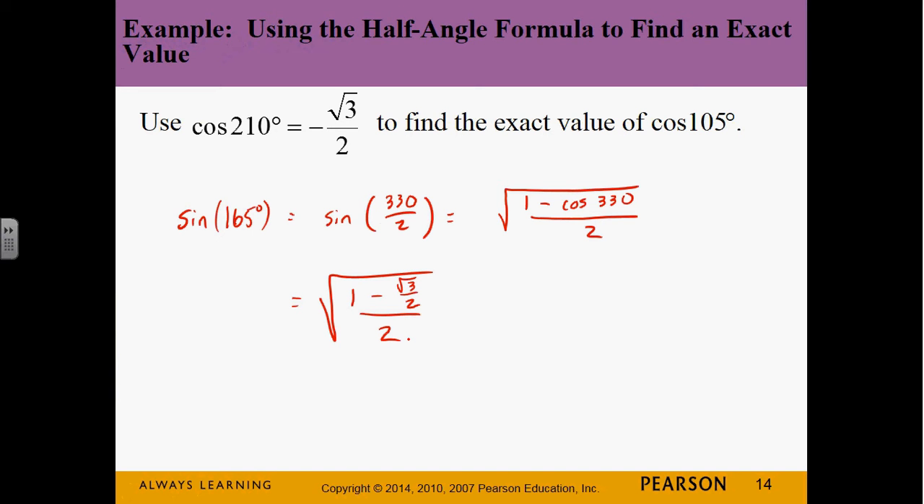And then it looks a lot like the last one, right? Same basic form, only it's minus. So we multiply by 2 everywhere, and we get the square root of 2 minus root 3 over 4, which is just the square root of 2 minus root 3 over 2.